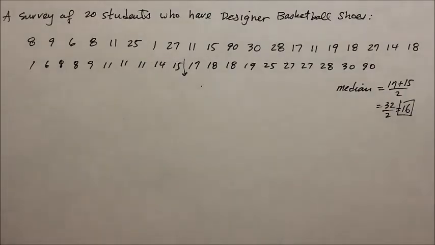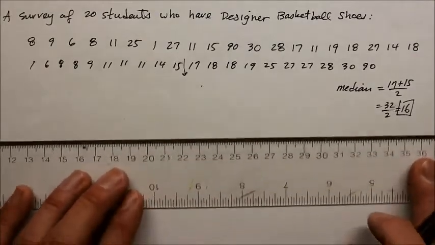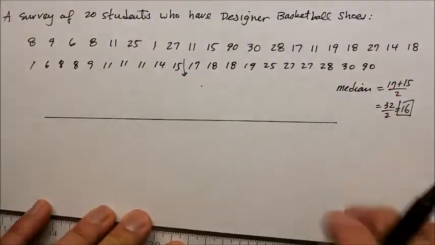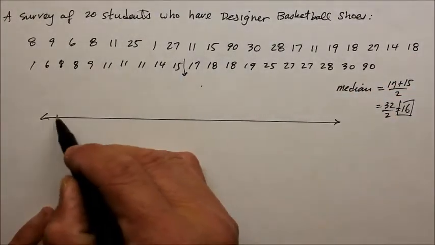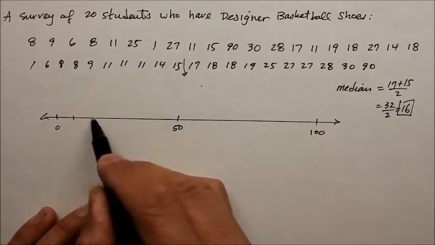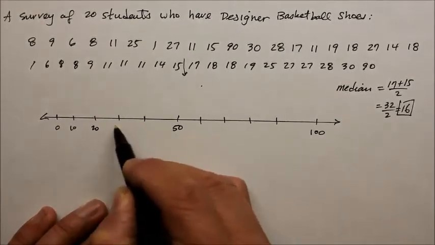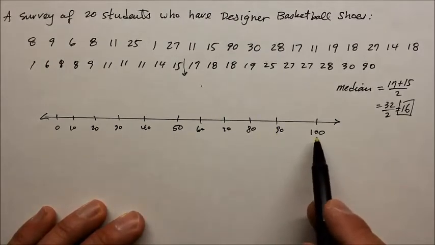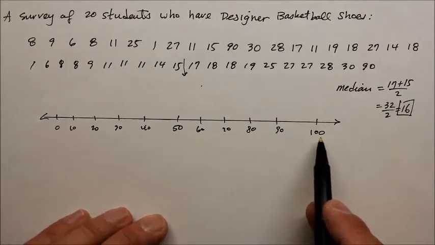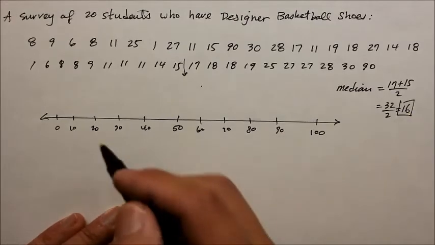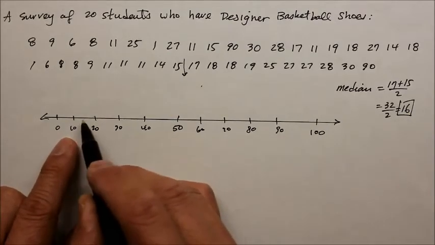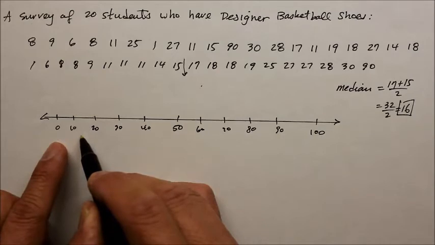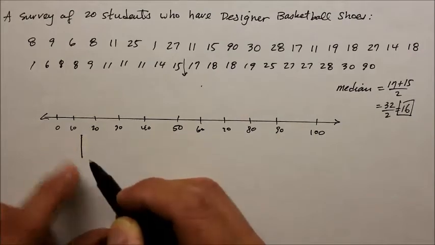We're going to draw a number line. Okay, it's not according to scale, but oh well. So here we go. The median is 16. So 16 is somewhere between 10 and 20. Here's a 15. Then 16 must be over here.